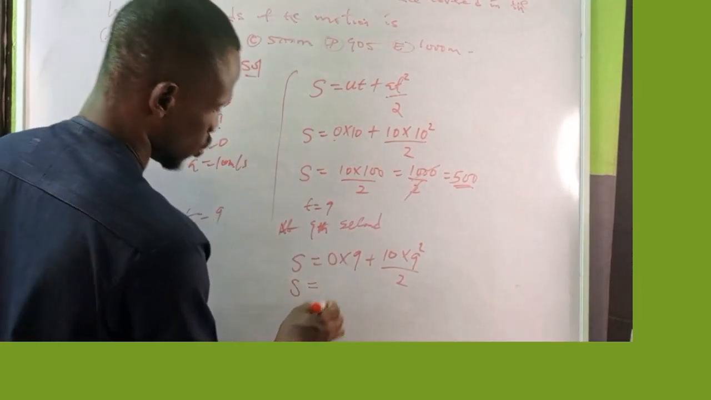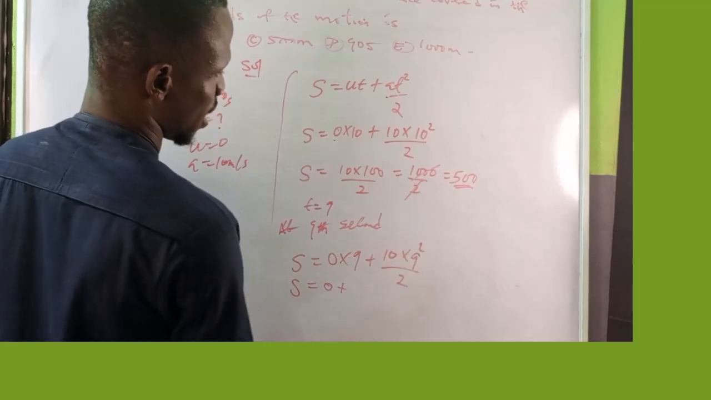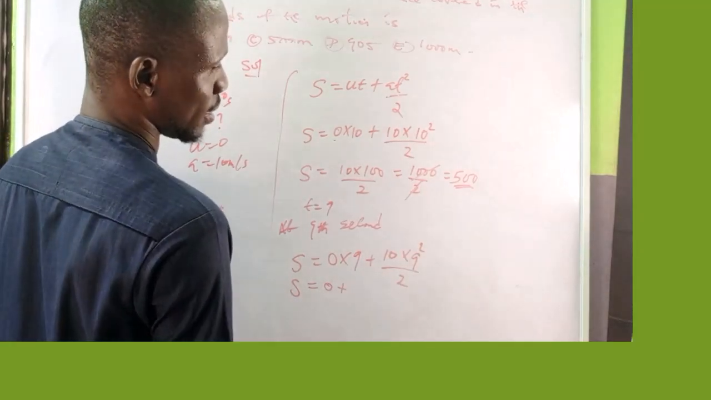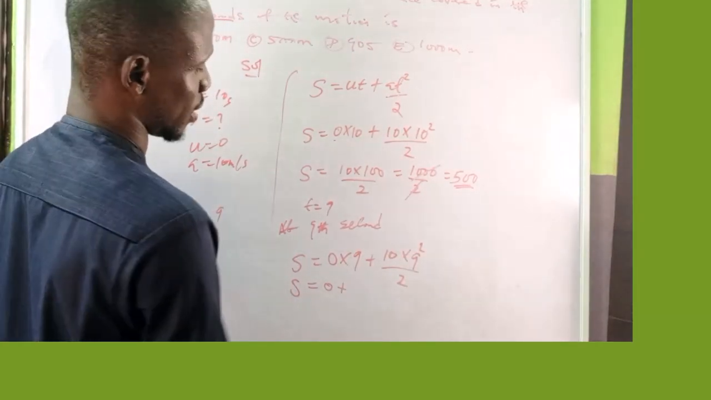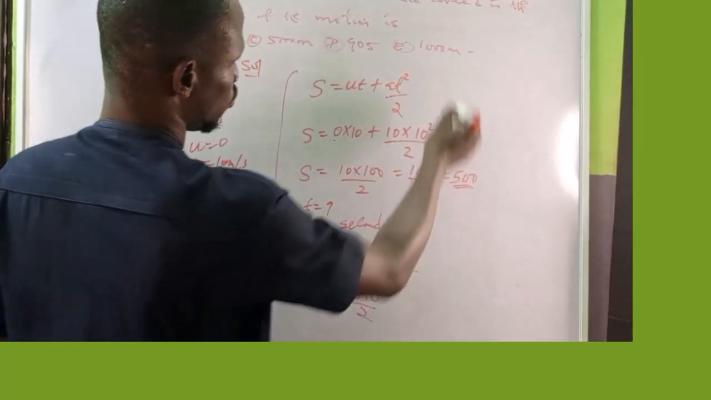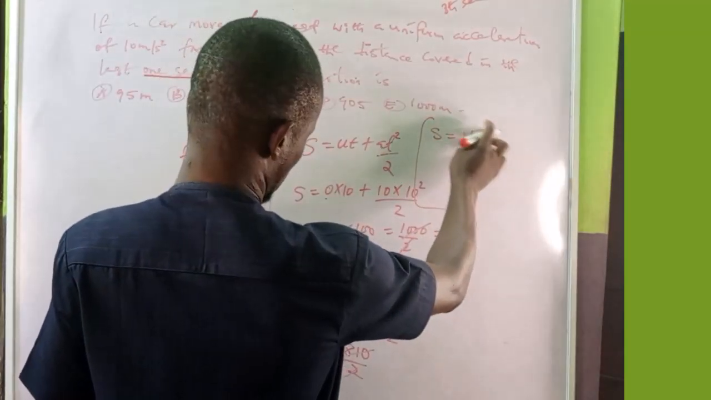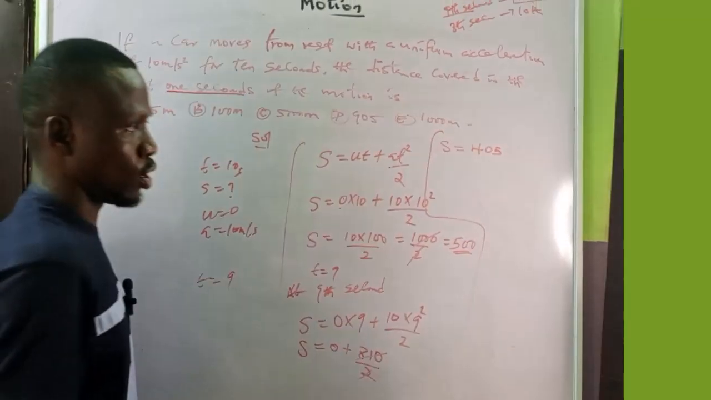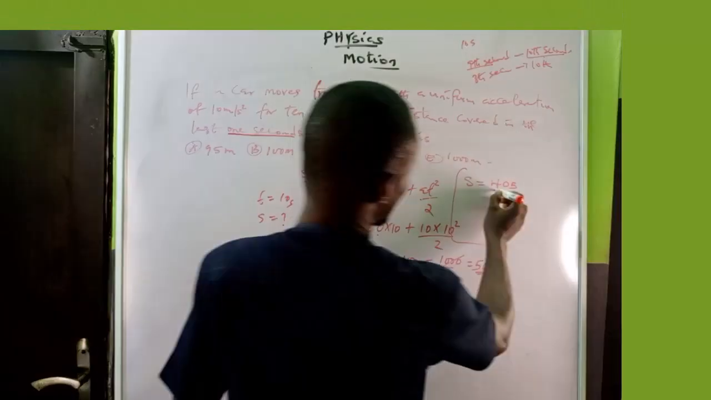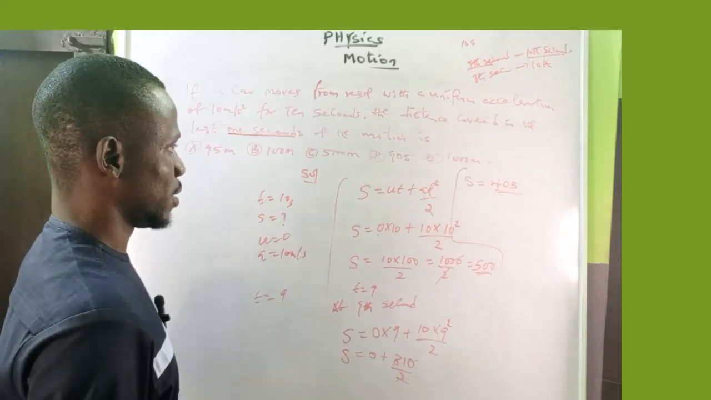S is equal to 0 times 9 is 0, plus 9 squared is 81. 9 times 9 is 81. 81 times 10 is 810, divided by 2. So 810 divided by 2 is 405. So the distance is 405.